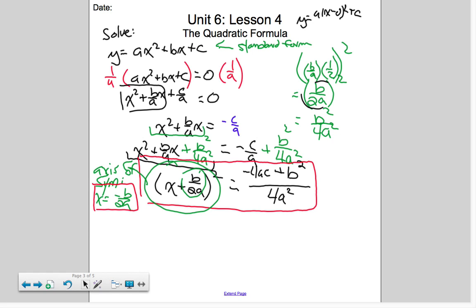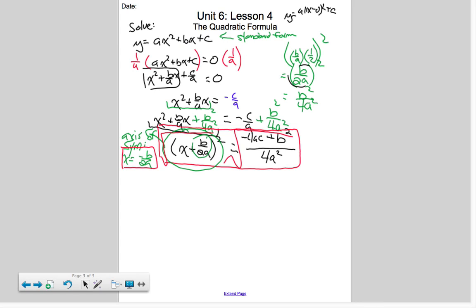So back to the other thing. Christian said we take the square root of both sides. So I'm kind of messy now. So I get x plus b over 2a is equal to the square root of minus 4ac plus b squared over 4a squared.